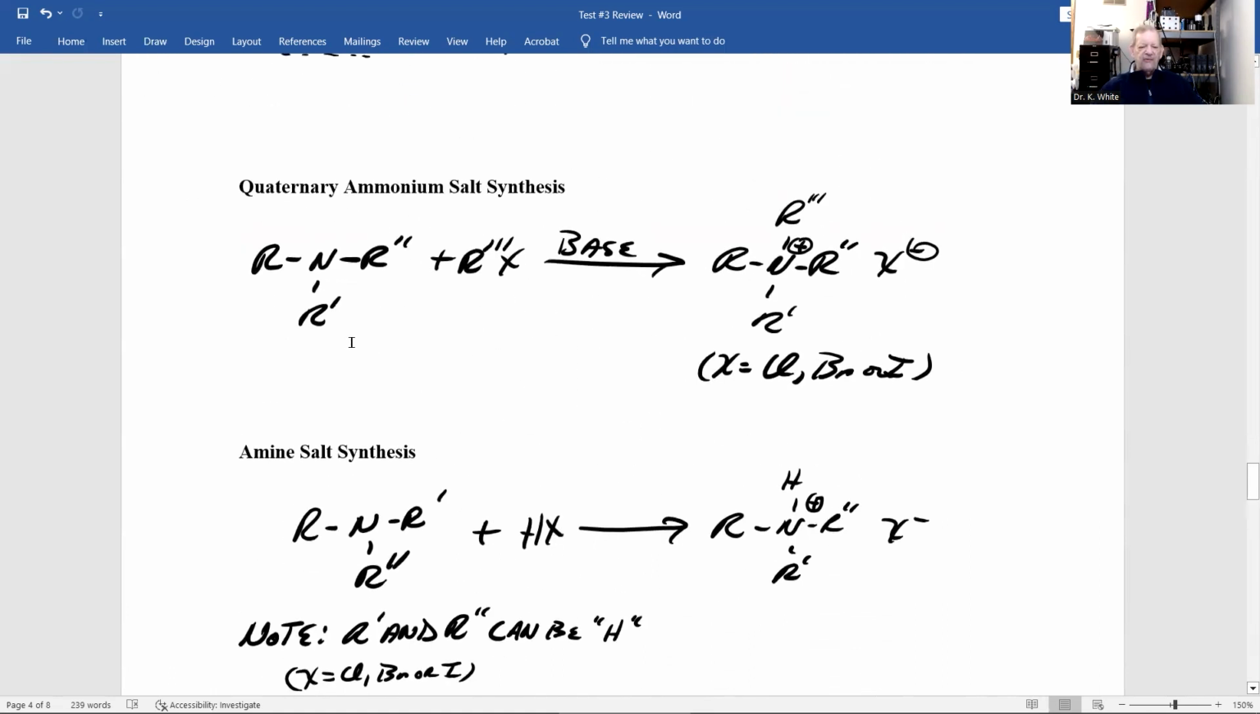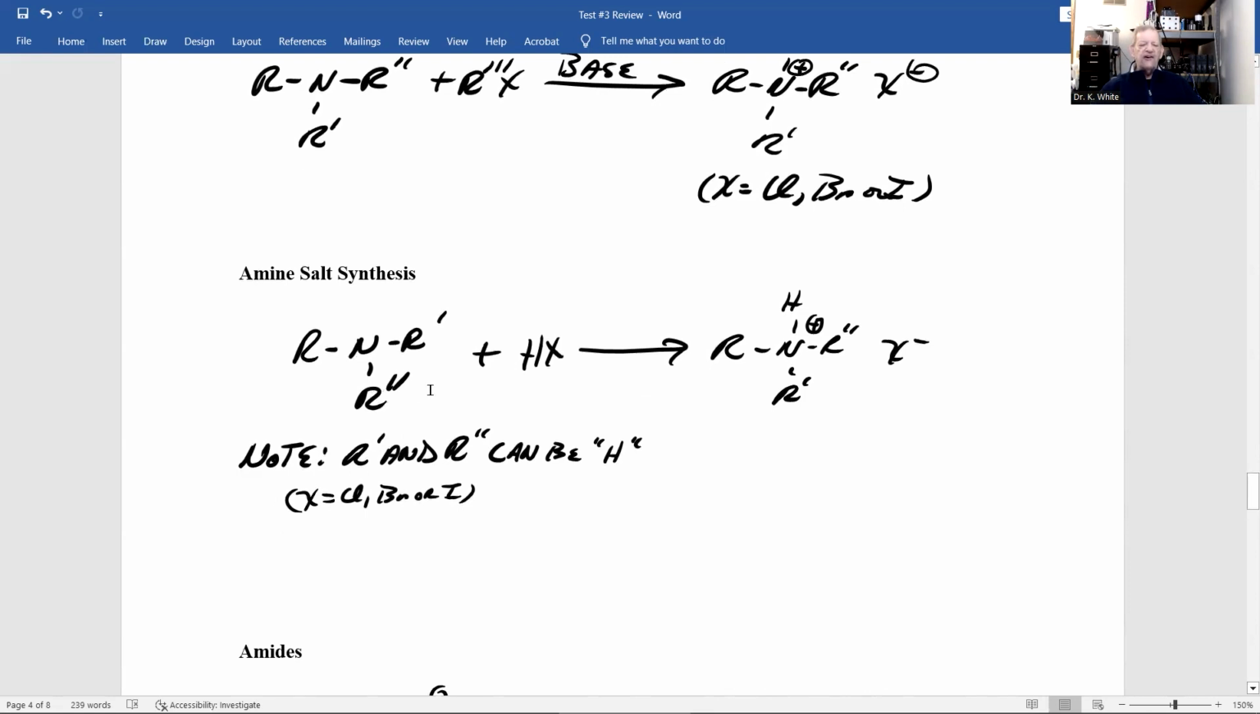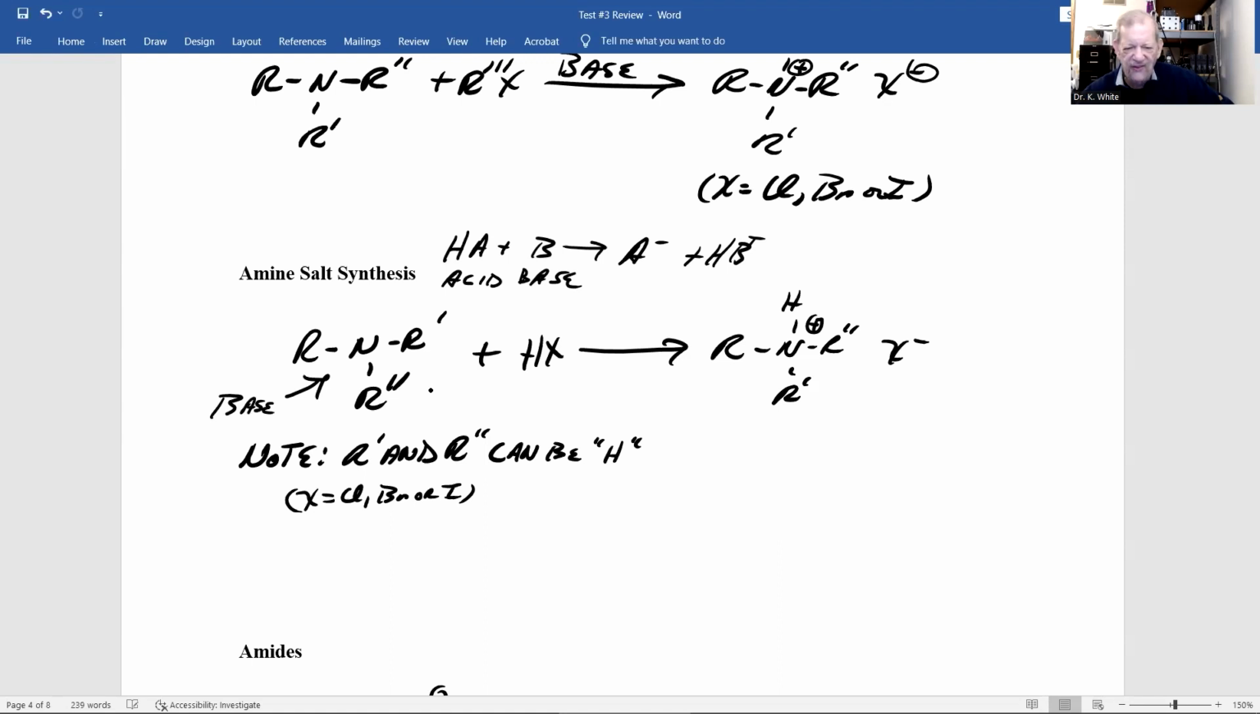Now, I talked about quaternary ammonium salts. Primary, secondary, and tertiary amines are bases. And as I mentioned earlier, take an acid plus a base, you get proton transfer. This is a classic acid-base reaction. Any primary, secondary, or tertiary amine is a base. If I react it with an acid, you get a proton transfer and you make an amine salt. And here X can be from HX: chlorine, bromine, or iodine.